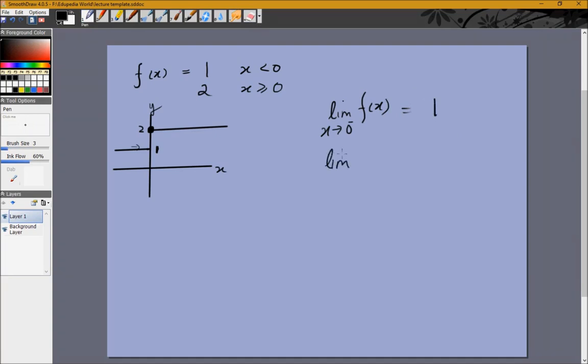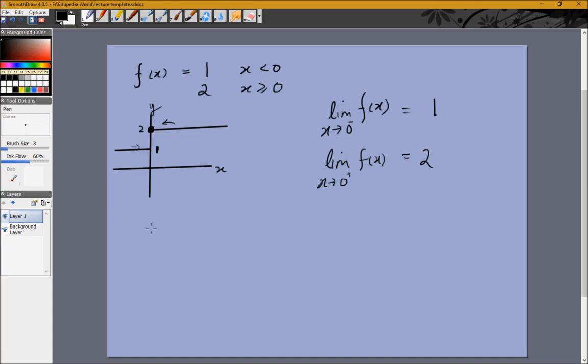Similarly, if we write the limit as x goes to 0 plus of f(x), that means x approaches 0 from the right. It is a very small positive quantity. So no matter how small it is, as long as x is greater than 0, the value of f(x) is 2. So we know this is 2. And herein we see the difference. The left hand limit of f(x) and the right hand limit of f(x) have different values at x equals 0.